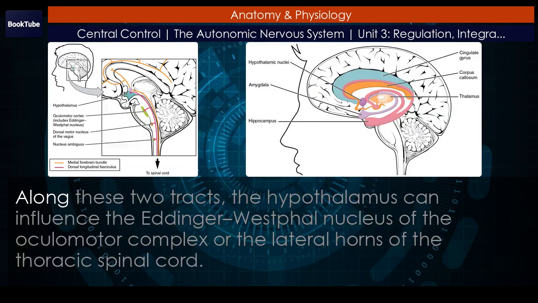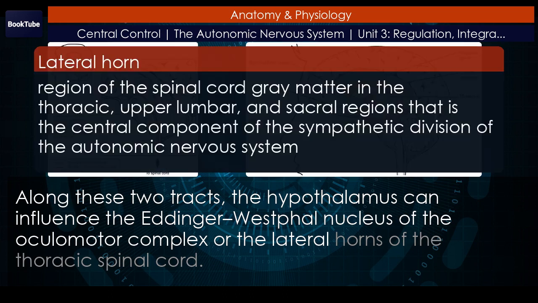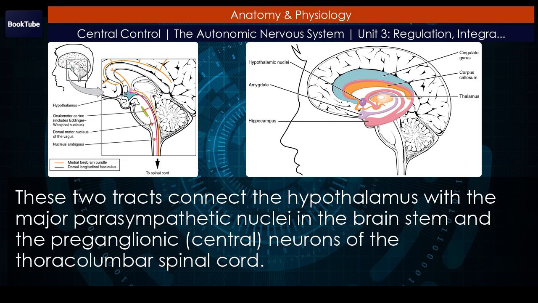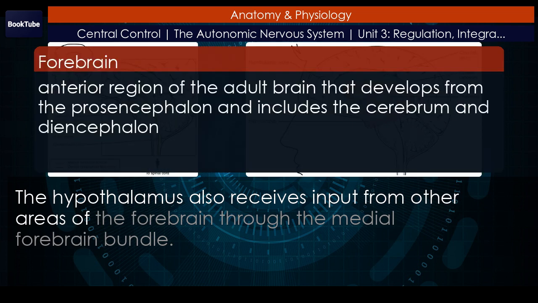Figure 2. Along these two tracts, the hypothalamus can influence the Edinger-Westphal nucleus of the oculomotor complex or the lateral horns of the thoracic spinal cord. These two tracts connect the hypothalamus with the major parasympathetic nuclei in the brainstem and the preganglionic, central neurons of the thoracolumbar spinal cord.